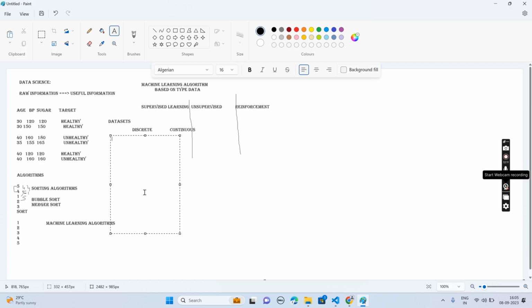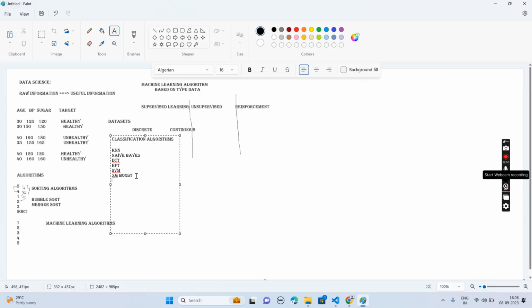So if you have discrete data, you are going to make use of classification algorithms. This classification algorithm group consists of KNN, naive Bayes, decision tree, random forest tree, SVM (support vector machine), and XGBoost. Like this we are going to have the algorithms.